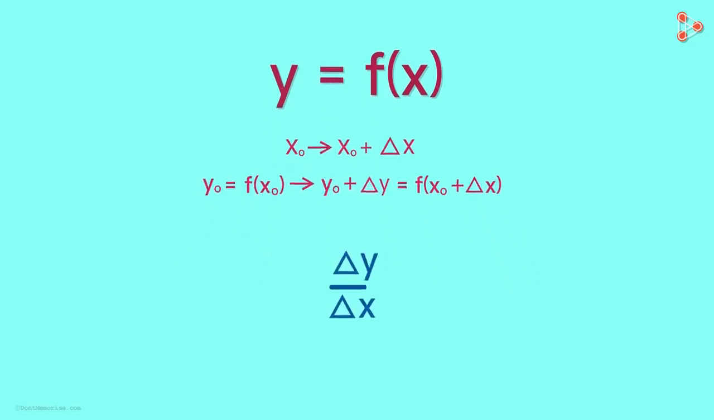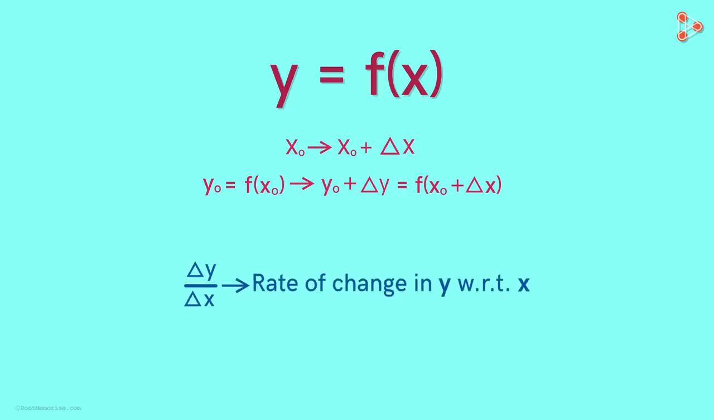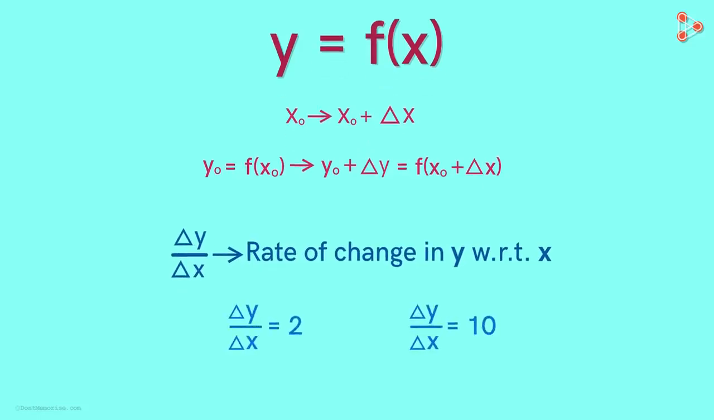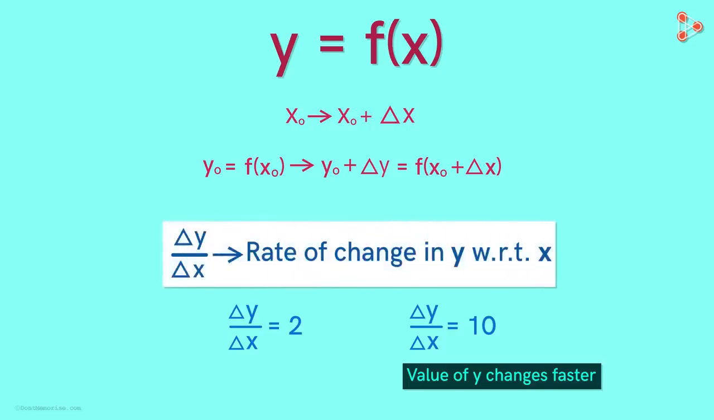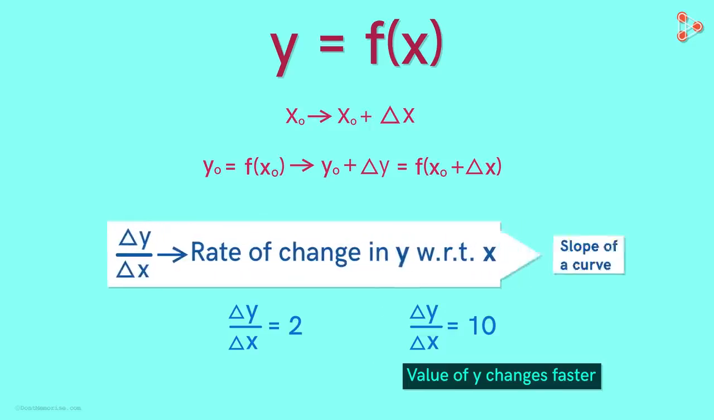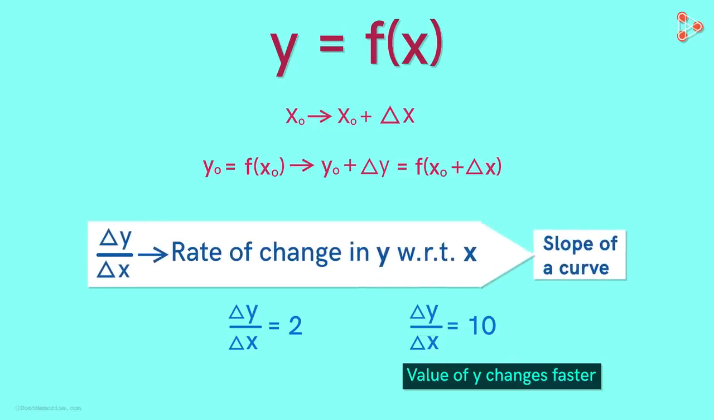Now look at this ratio, delta y over delta x. It tells us the rate at which the value of y changes in proportion to the change in x. For example, consider these two ratios. As the ratio in the second case is greater, the value of y will change relatively faster here. This rate of change for a function is actually related to the slope of a curve. Let's see how.